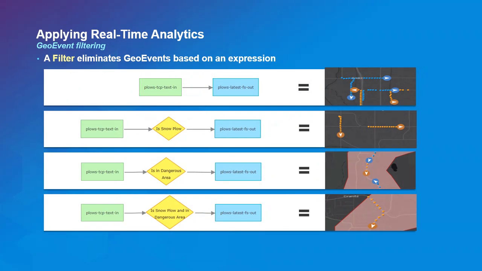So let's look at filters here first. Filters essentially allow you to eliminate GeoEvents based upon an expression. Building out what we had in the previous demonstration, we had that input going directly to the output. What we can also do here is add filters, and these filters can be attribute expressions that filter events based upon a certain vehicle type. It could be spatial expressions that filter the vehicles based upon their location relative to a given area of interest that you define. Or you can create more complex filters that combine both attributes and expressions. So with that, I'll hand it over to Sagar to demonstrate these capabilities.